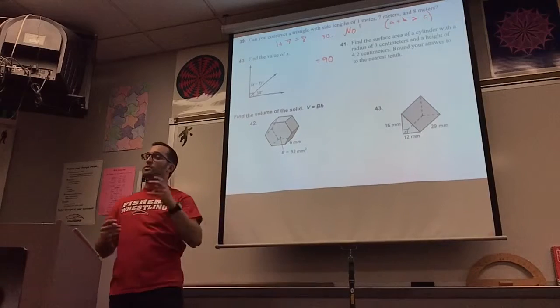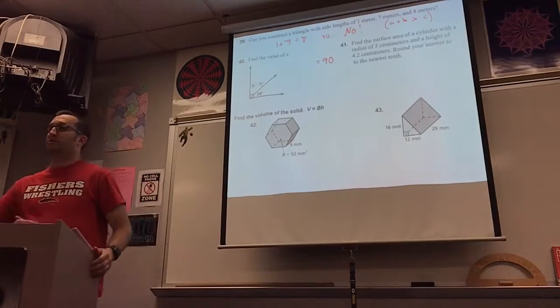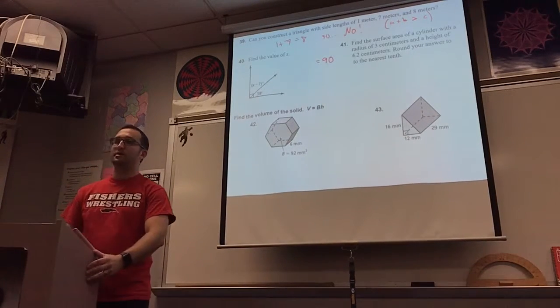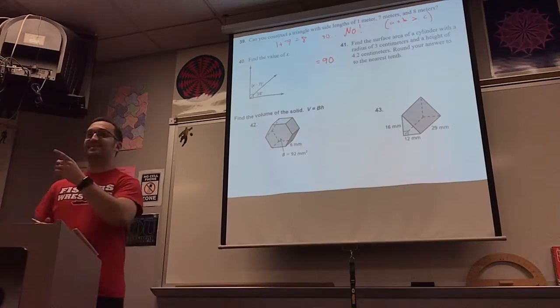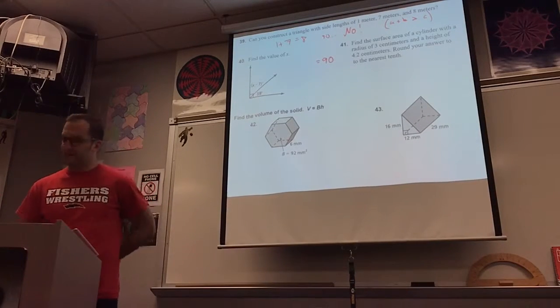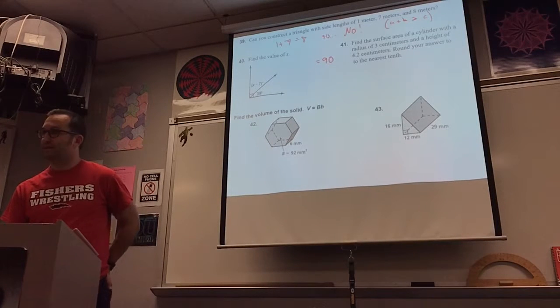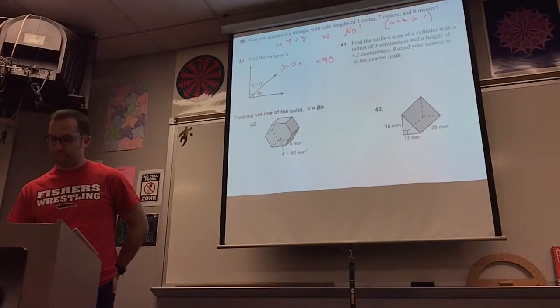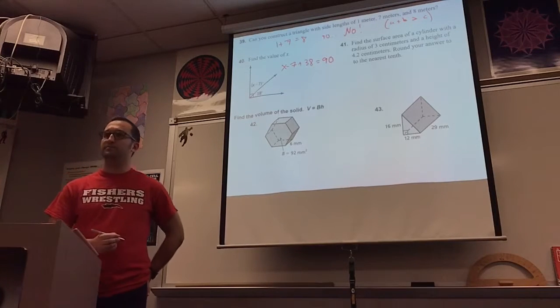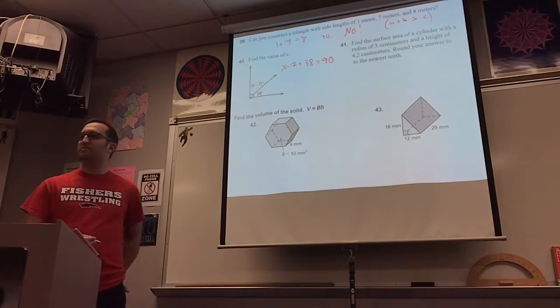38 degrees. And what do we know about those two? They're both degrees. That's true, but what do we need them to do? Add up to 90. Good, so what is the first angle? X minus 7. Good, and the second angle? 38. Boom, there we go. X minus 7 plus 38.